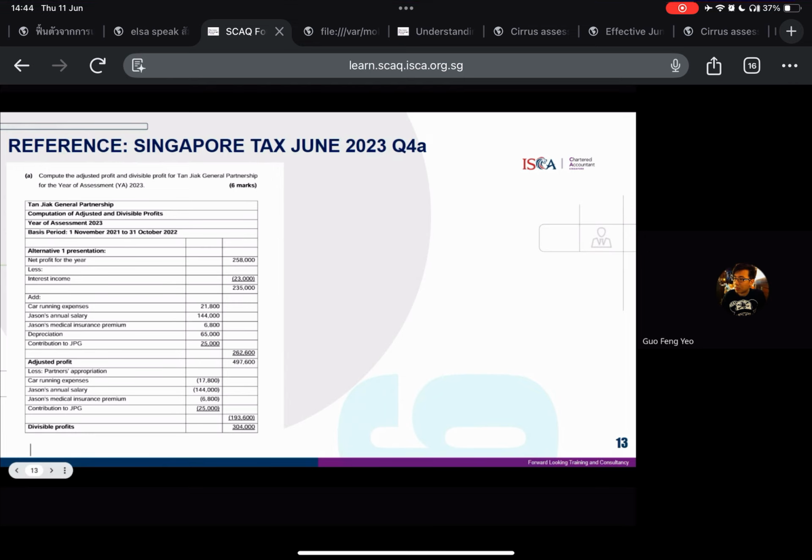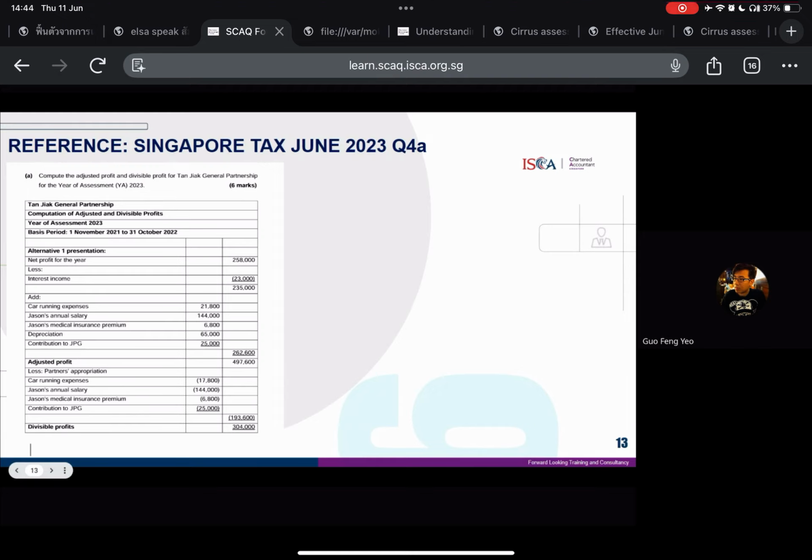So in terms of add-backs, what do we have? We have the car-related expenses of 21,800, Jason's annual salary of 144,000, Jason's medical insurance premium of 6,800, depreciation of 65,000, and contribution to JPG for 25,000. And after adding back the amount of 262,600, we come to an adjusted profit of 497,600.